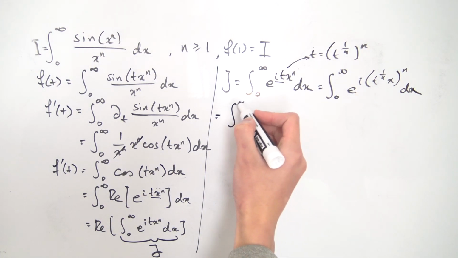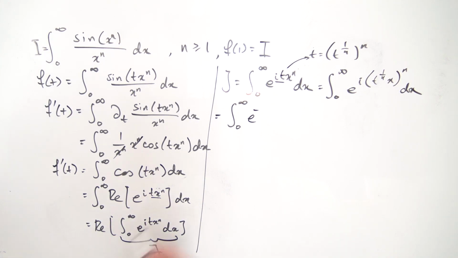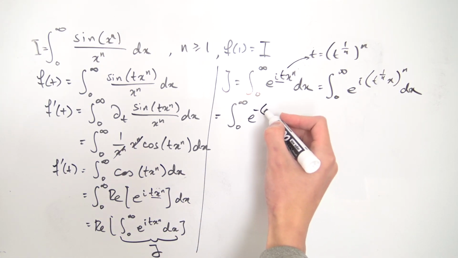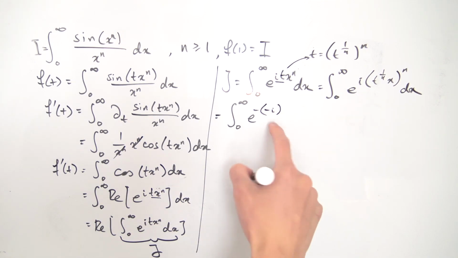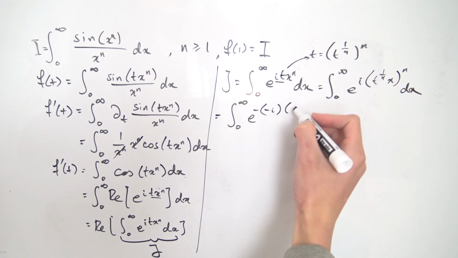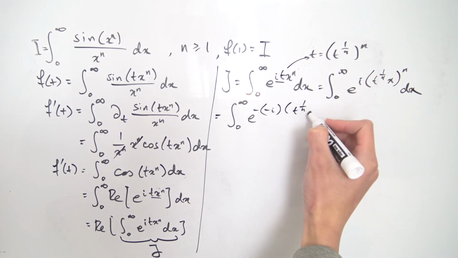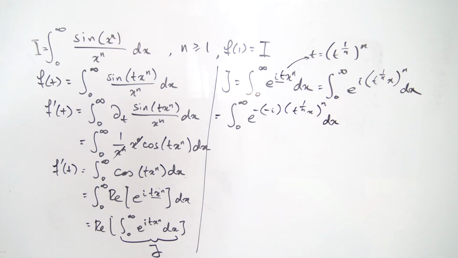So we have the integral from 0 to infinity e. Let's just chuck in a minus, but we can't just chuck in a minus. We have to put a minus somewhere else to cancel it out. So we're going to group it with the i right here. So I'm grouping this minus and the i together. And we still have our t to the 1 over n times x to the nth power dx.